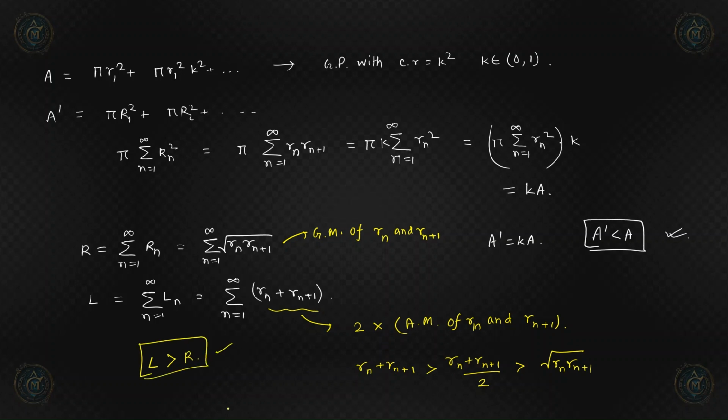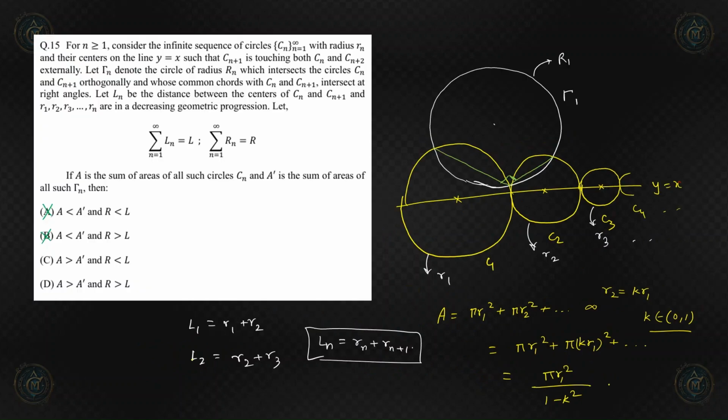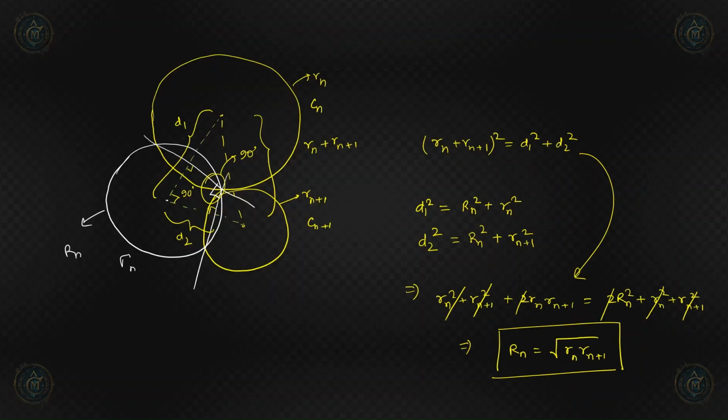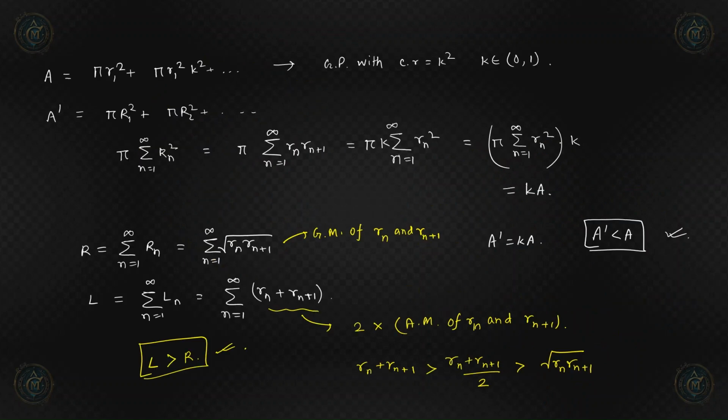Okay, so we can say A dash is less than A and L is greater than R. That means if we check the options, option C is matching. So option C will be our correct answer. I hope you understood the complex geometry of this problem and how we approached it step by step. And lastly, we applied the AM-GM inequality to compare these two terms L and R.